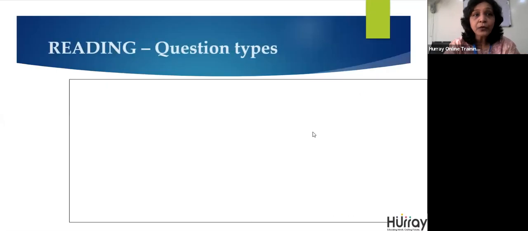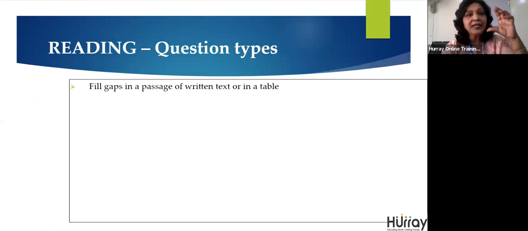Now let's look at the question types for reading. The question types remain the same across general and academic. There's no difference in the question types. So you could get questions like filling in the gaps in a passage or in a written text or in a table. You may have a table with some words printed and some blanks, or you could get a written passage, a text, with some blanks in there. So you have to fill in the gaps, which means it's the filling in the blanks question type.